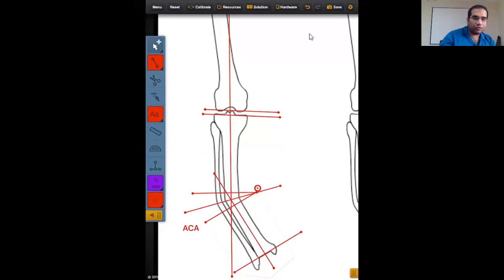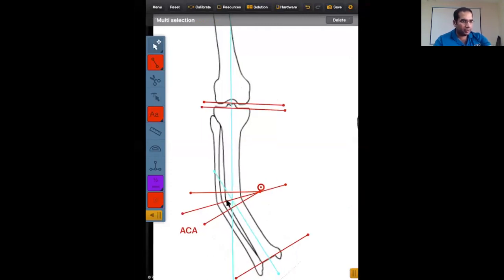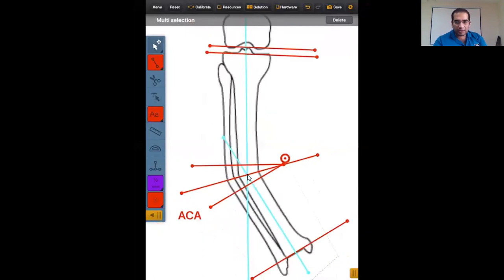So one of you has asked a question: are the Cora and ACA the same? No, the Cora stands for center of rotation of angulation. It is this point, this exact point. When we join these two lines, the union of these two lines gives us an exact point. This exact point is known as the Cora, the center of rotation of angulation.